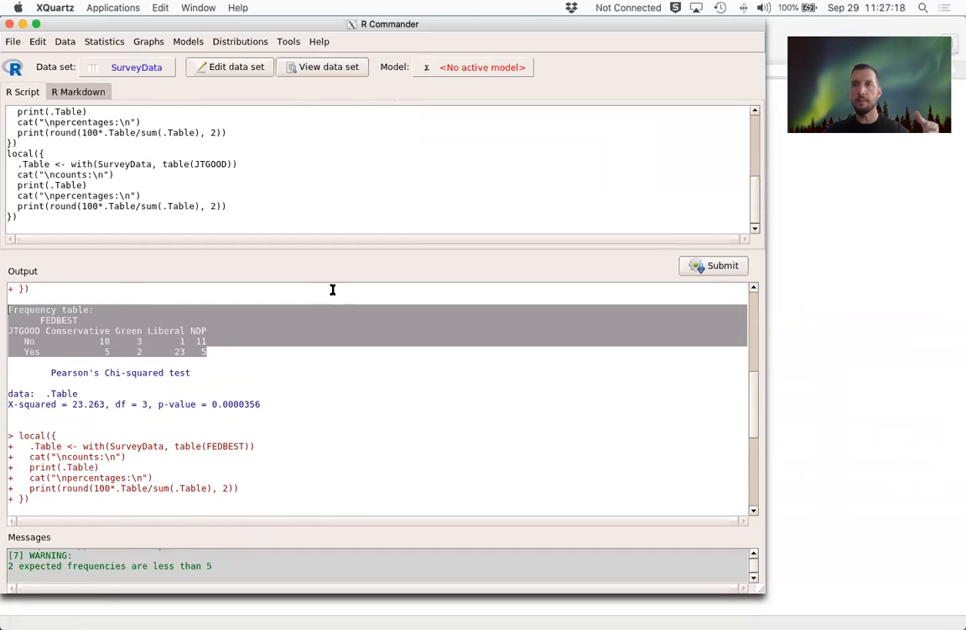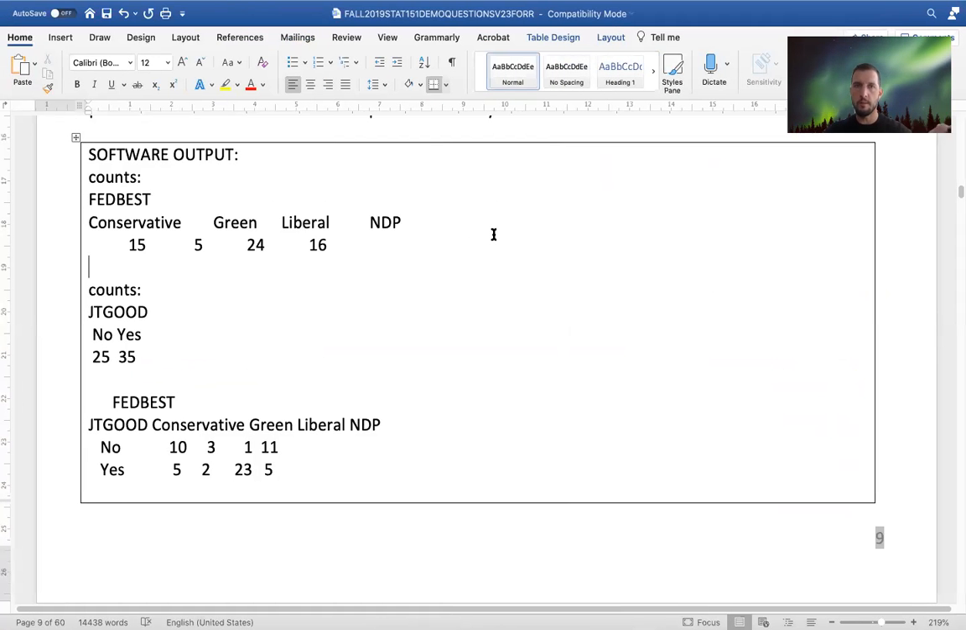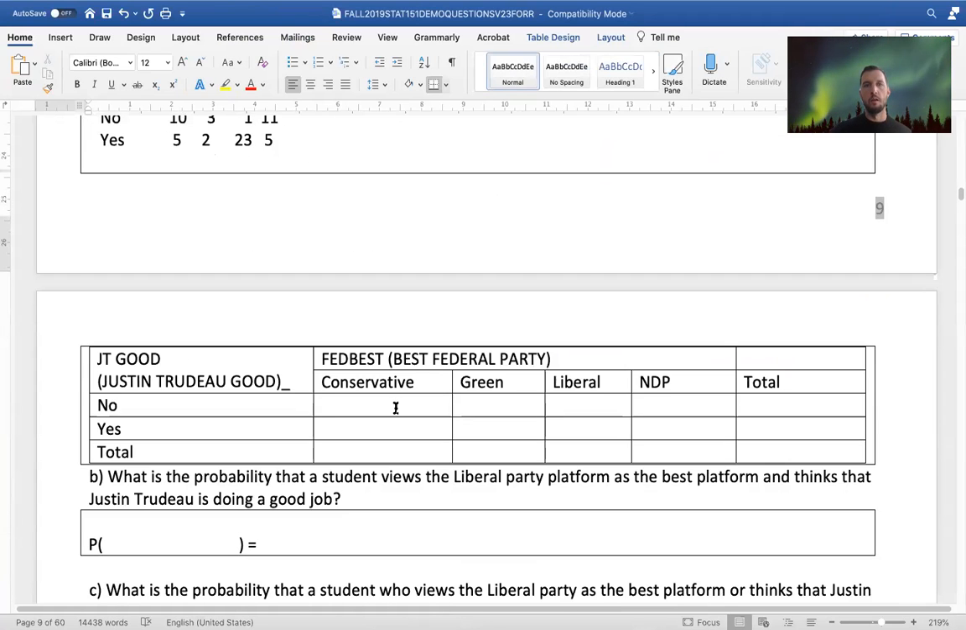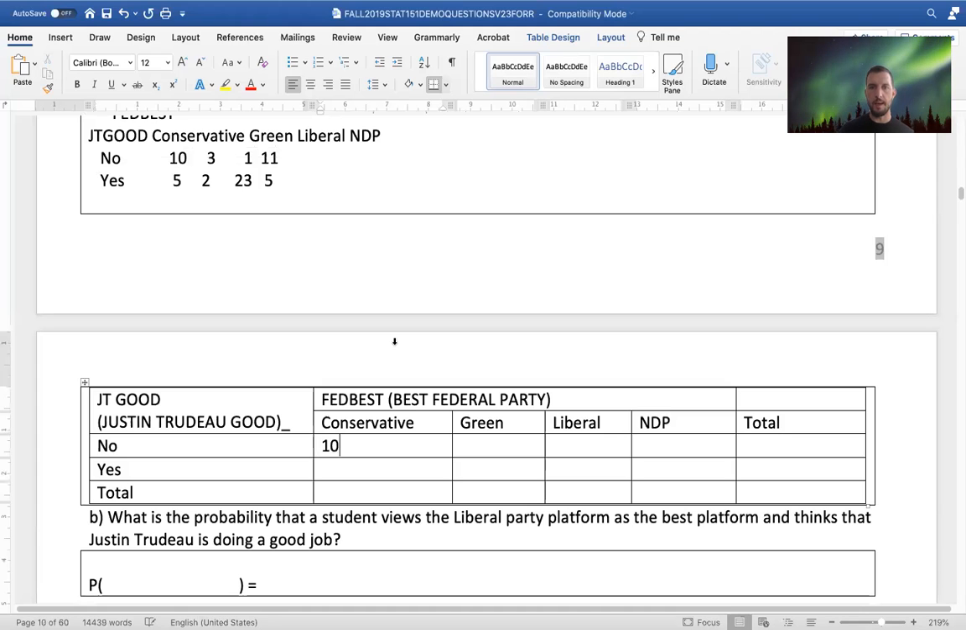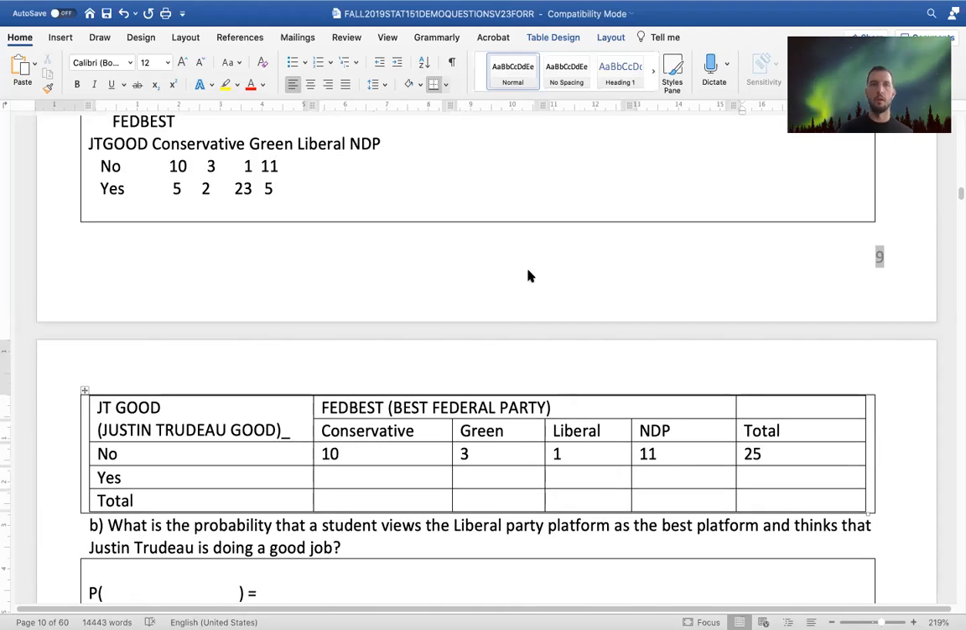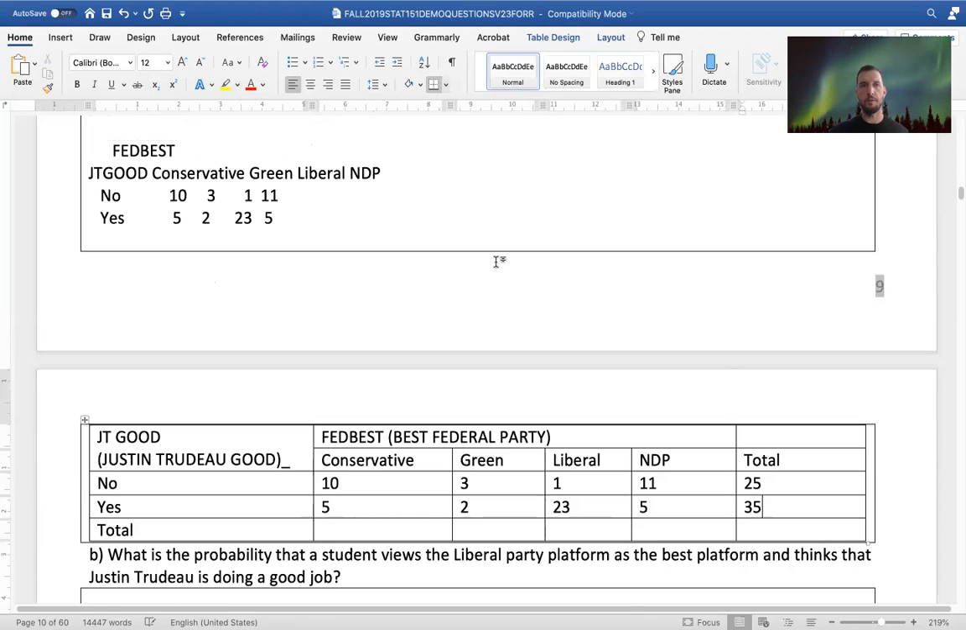Now I've just copy and pasted this into my Word document, which is given here. All right, now let's build the contingency table. Conservative no is going to be 10, green no is going to be 3, liberal no is going to be 1, NDP no is going to be 11, and then the total here will be all no votes, which are 25. Okay, conservative yes is going to be 5, green yes is going to be 2, liberal yes will be 23, NDP yes will be 5, and then my total here will be 35.